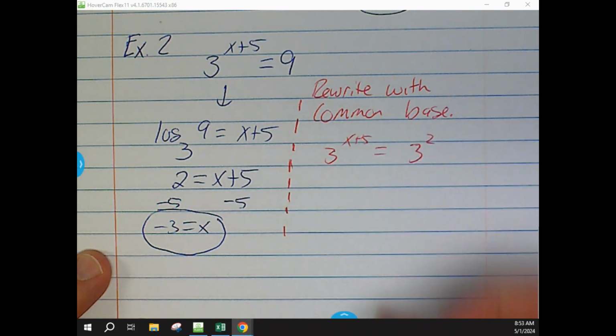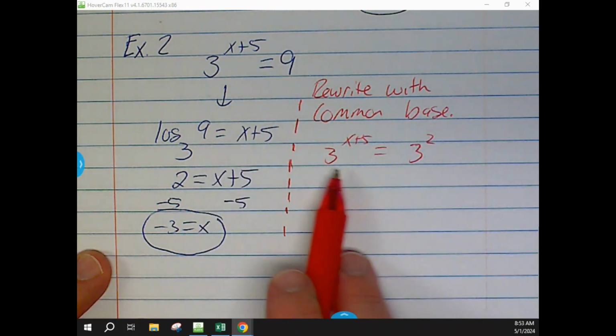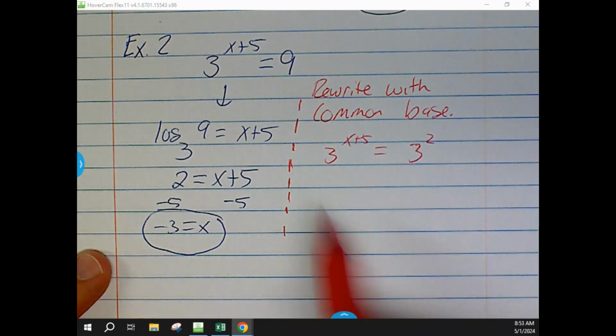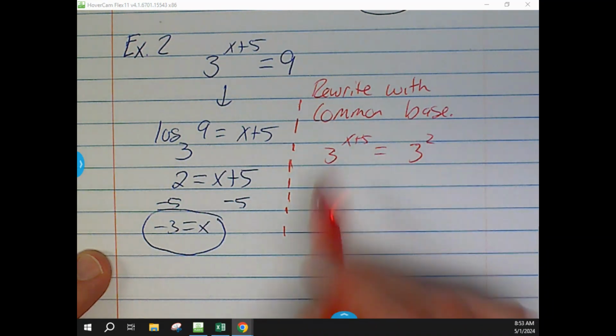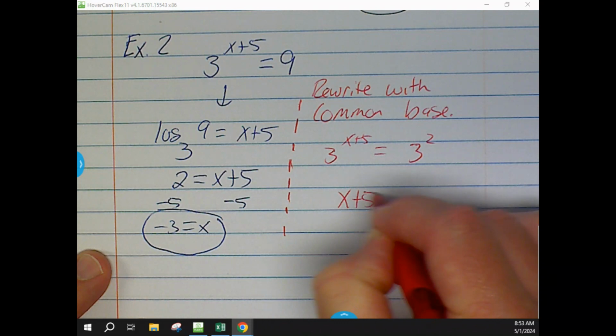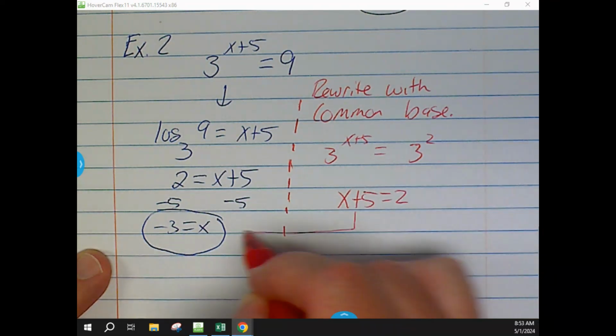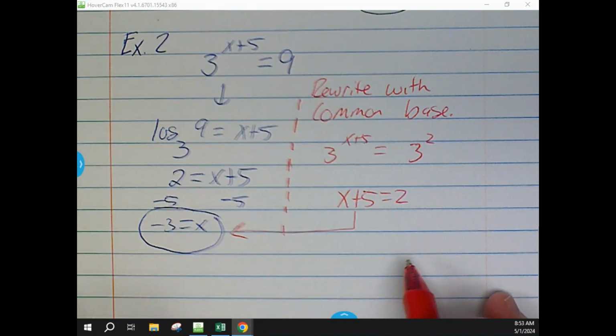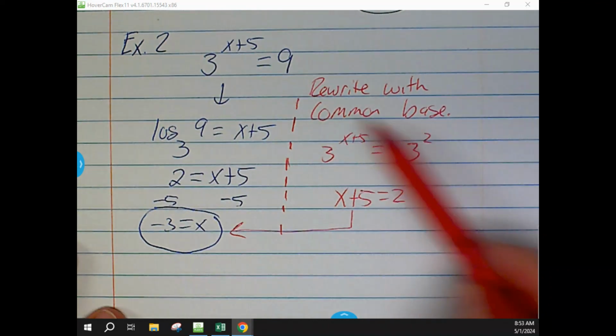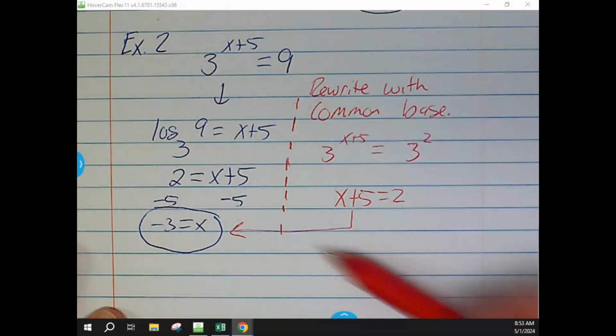So if we take 9 and rewrite it as 3 squared, you've got 3 to the x plus 5 equals 3 squared. Then if the bases are the same, you can throw the bases out, and you're left with x plus 5 equals 2. And now you're right back to this same situation. So now we know that x is negative 3. So this would be the part where they would tell you to do this without a calculator.